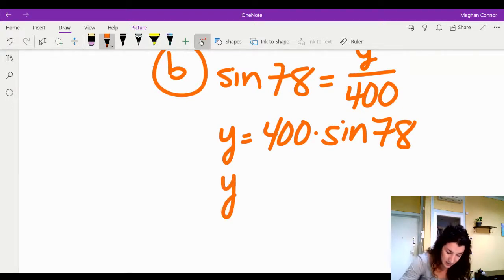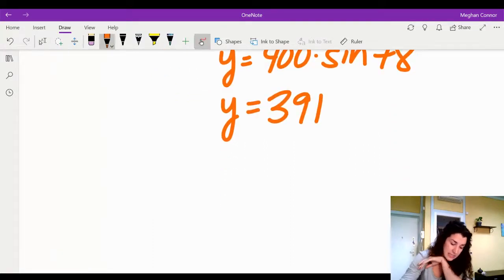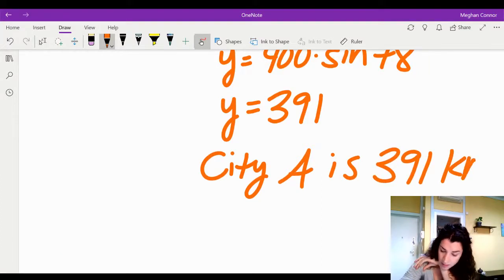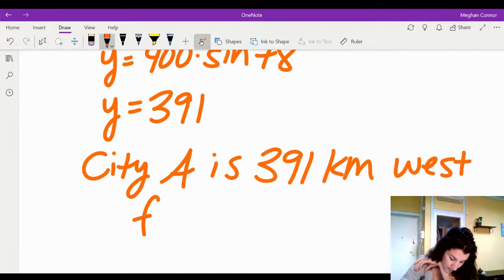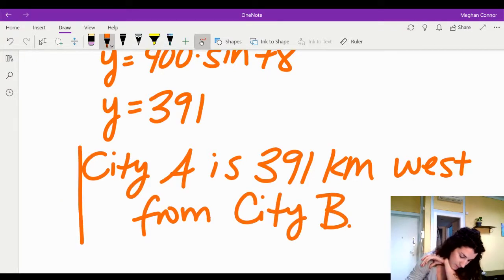And that is 391, sticking to my three significant figures. So I would say city A is 391 kilometers west from city B.